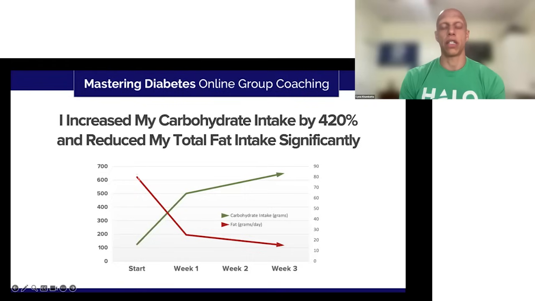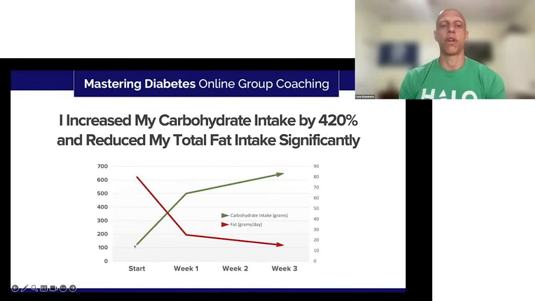But what you can see here is from a macronutrient perspective, my fat intake went down significantly. So the red line represents how much fat I was consuming. The red line started at about 80-ish grams of fat per day. And within the first week, I dropped it down to about 30 grams of fat. And then I continued to drop a little bit more. So I was down in the low 20s or so by the time I hit week 3.